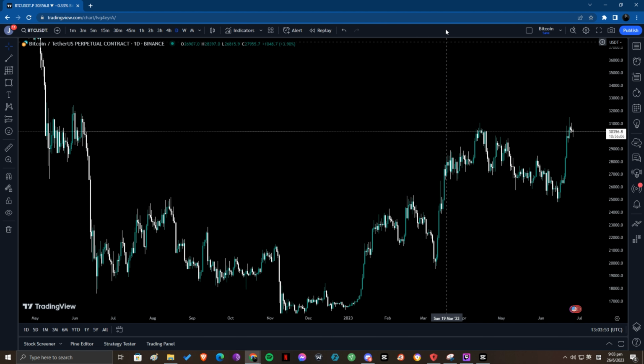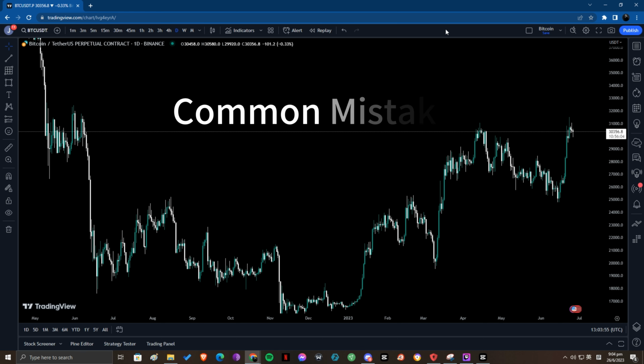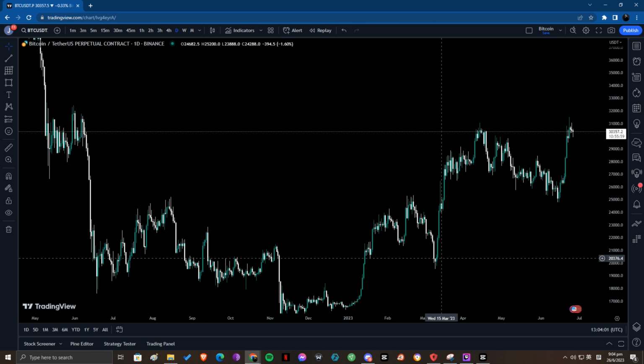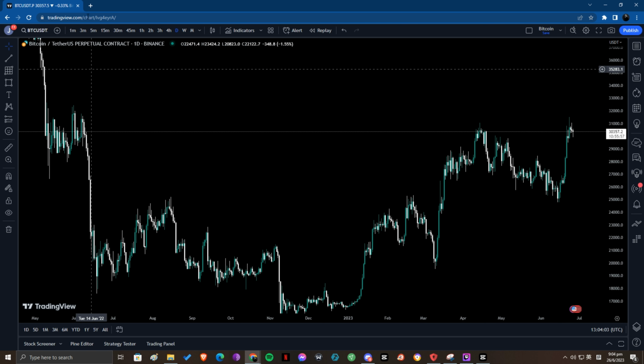So, what is the next section, right? What are the common mistakes beginners make? Okay, so we're going to have hundreds of order blocks on our charts, and a common mistake beginners make is they often draw out every single order block they can find.